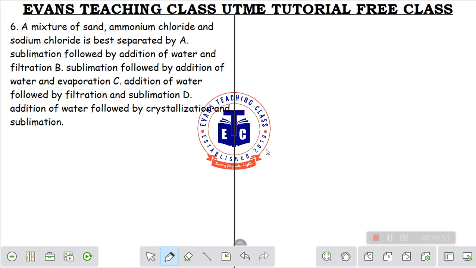This question is very, very technical because it deals with what we call separation techniques. It's part of the topics we are going to be doing in the paid class, but because this is a free class, we are going to be solving questions on it. So, separation techniques. Now look at this question. They said a mixture of sand, ammonium chloride, and sodium chloride is best separated by: A. Sublimation followed by addition of water and filtration. B. Sublimation followed by addition of water and evaporation. C. Addition of water followed by filtration and sublimation. D. Addition of water followed by crystallization and sublimation.